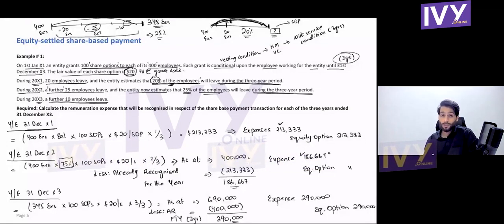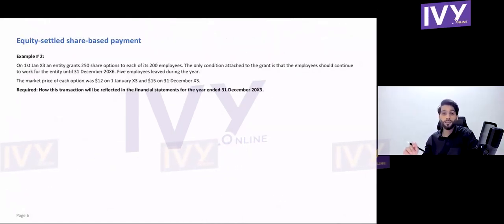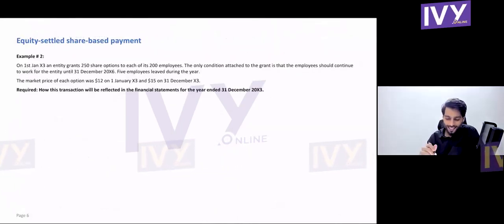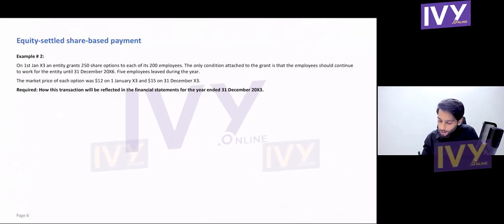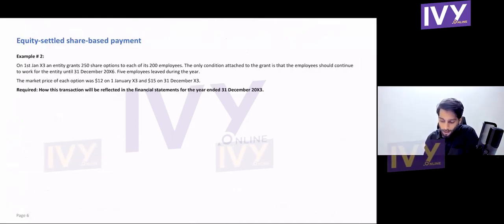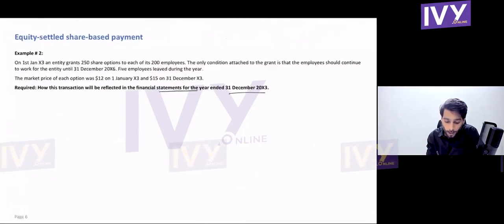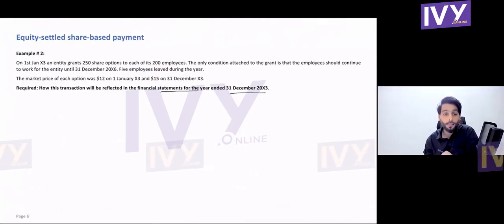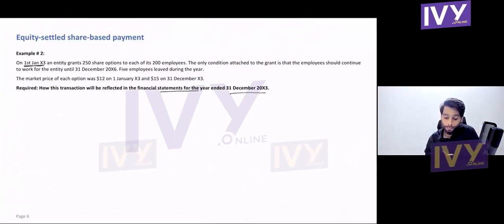I certainly believe it's not very tough, but still, practice makes a man perfect. Women even more perfect. So example number 2. Here the examiner says that your financial statements have a year end of 31st of December 20x3. And the question starts with 1st January x3. That means it talks about the start of the year.